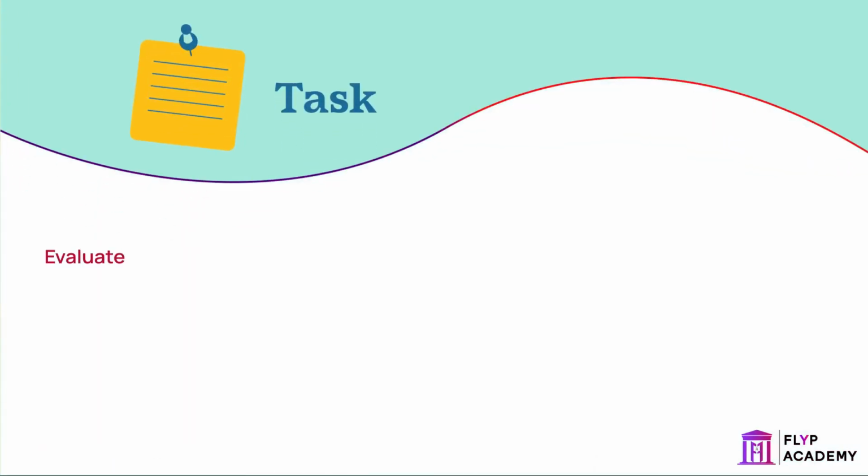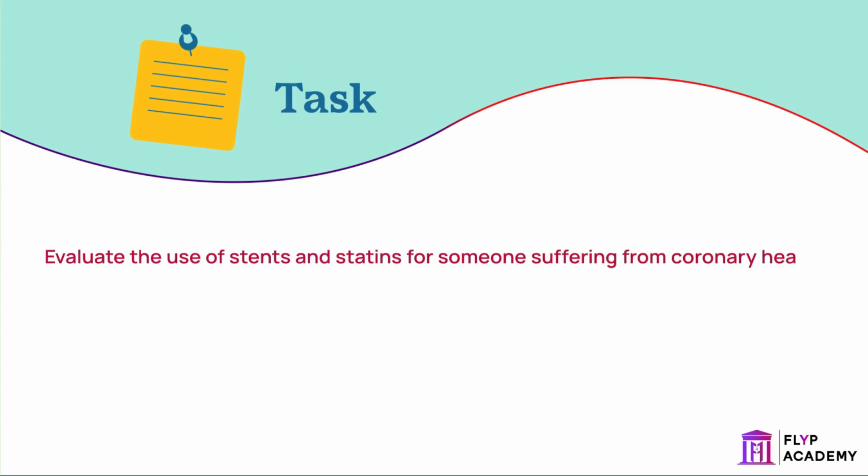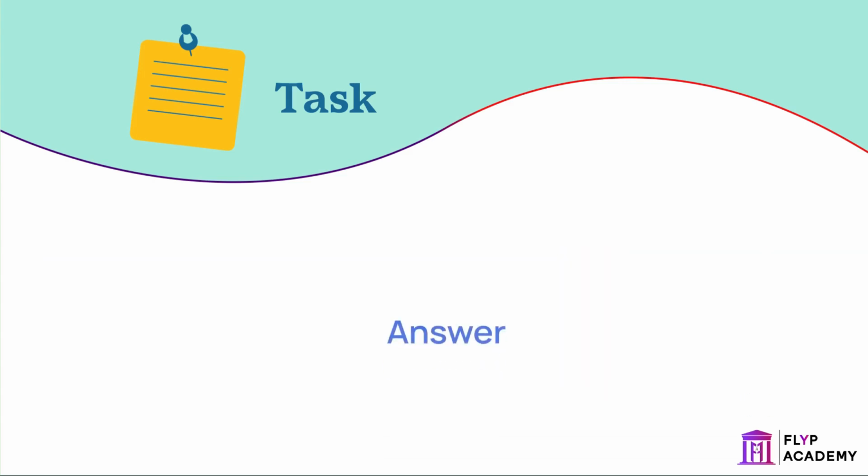Task: evaluate the use of stents and statins for someone suffering from coronary heart disease. A stent can be used to hold a coronary artery open that is at risk of becoming blocked. However, they cannot treat all blockages. Statins may take a while to work, but can slow down the formation of the fatty deposits. Both methods are effective treatments, but the person will have to live a healthy lifestyle and continue to take medication such as statins for the rest of their lives.